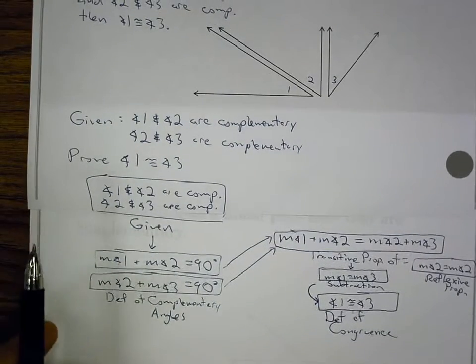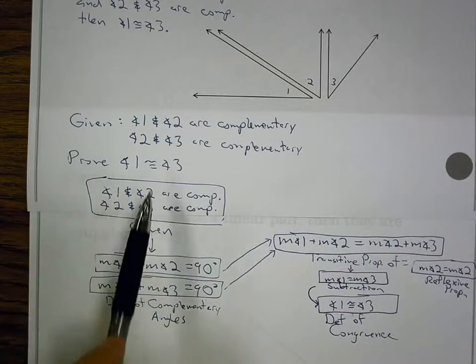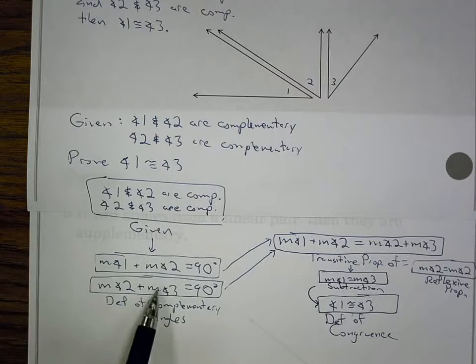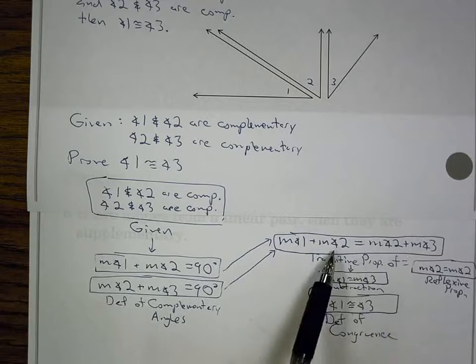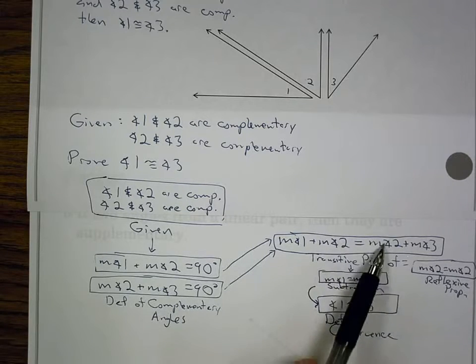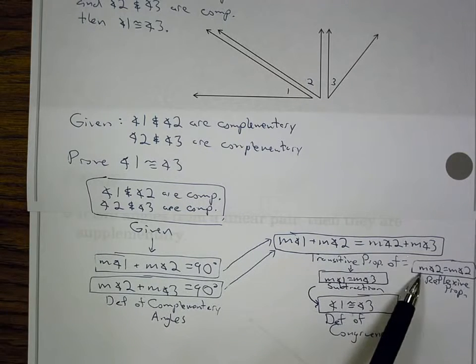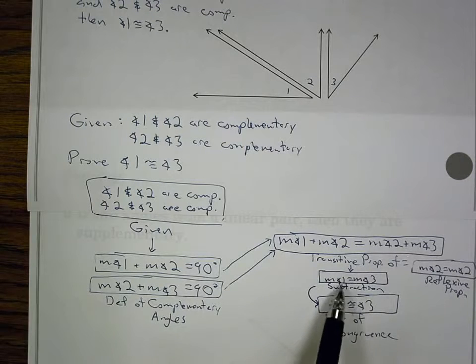So we've worked our way through, we've made that logical argument. They're complementary. That means they add to be 90, but we had 90 in both of them, so we used transitive to put the two parts together. We subtracted the common terms from each side, which was angle 2. That got us to the measure of angle 1 equals the measure of angle 3, and then we can say if they're equal, they are also congruent by the definition of congruence.